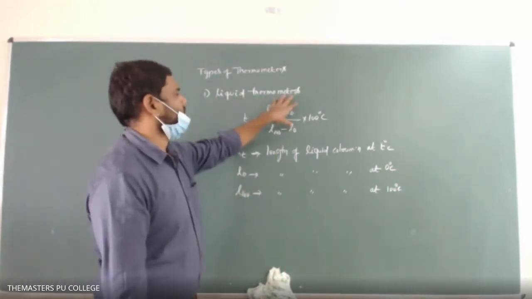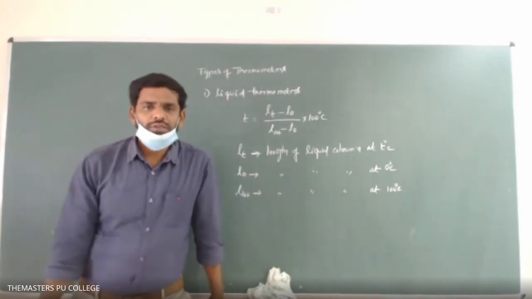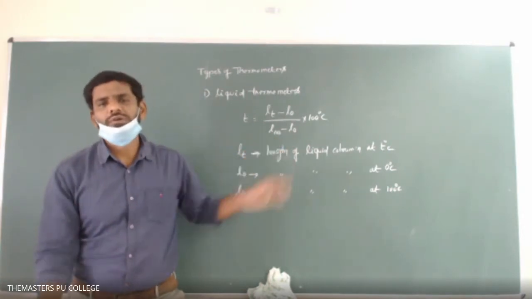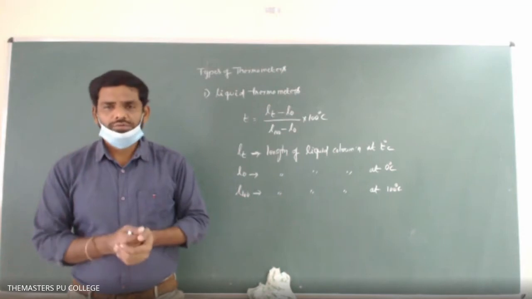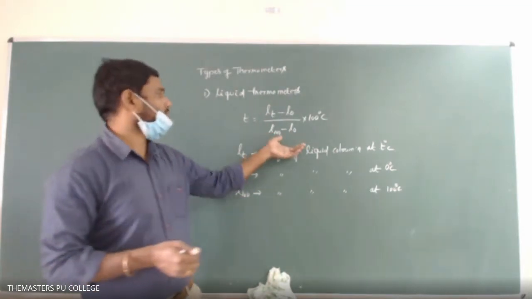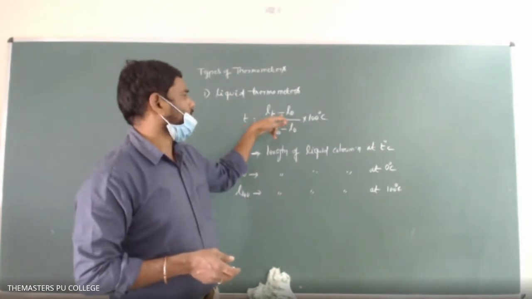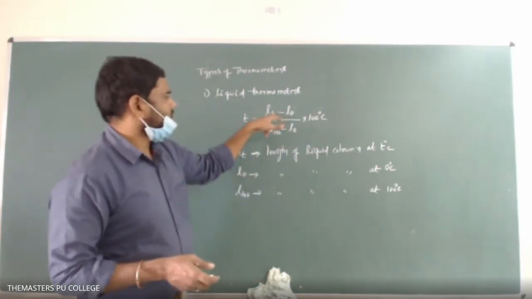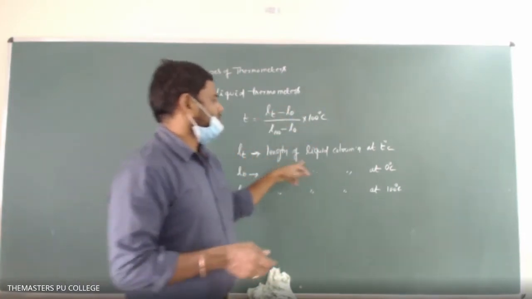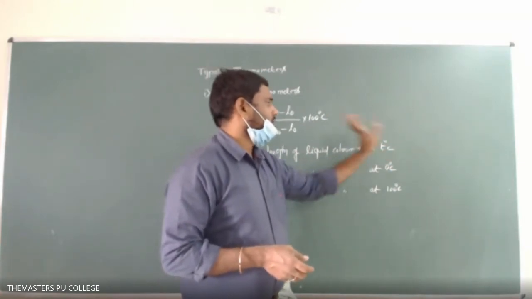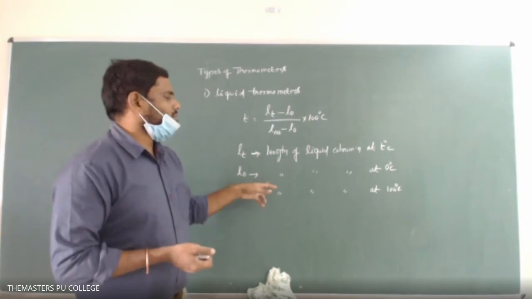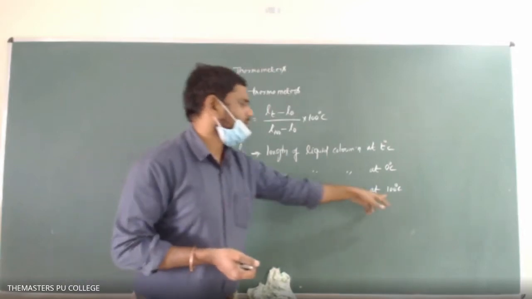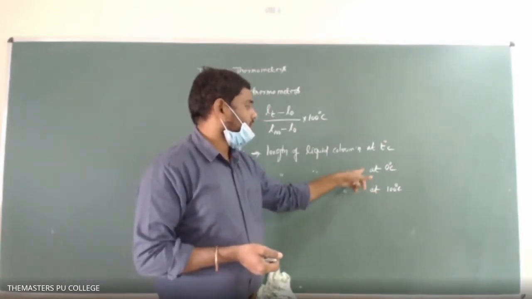This is one of the thermometers. The liquid thermometer works on the principle that the liquid expands on heating and contracts on cooling. The formula is T equals (LT minus L naught) upon (L100 minus L naught) into 100 degrees centigrade. LT is the length of the liquid column observed at T degrees centigrade, which we need to calculate. L naught is the length at 0 degrees centigrade, and L100 is the length at 100 degrees centigrade. These two values are standard and given with the instrument.